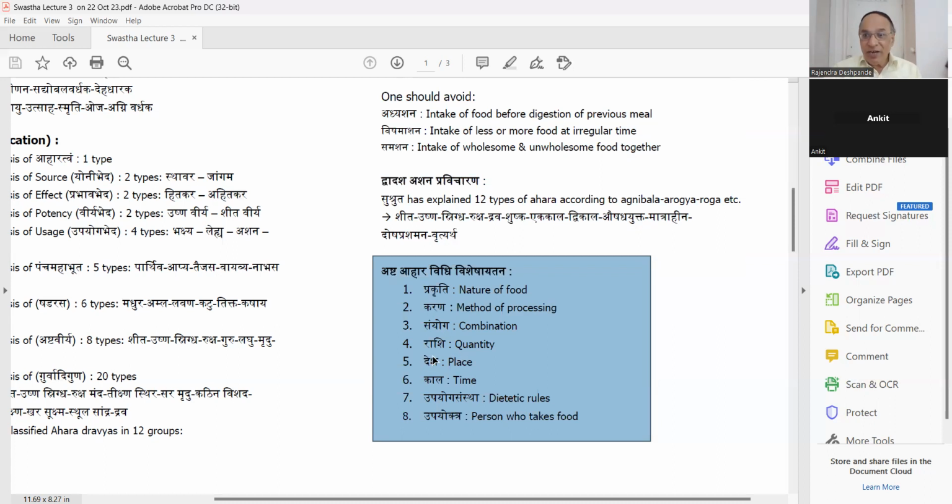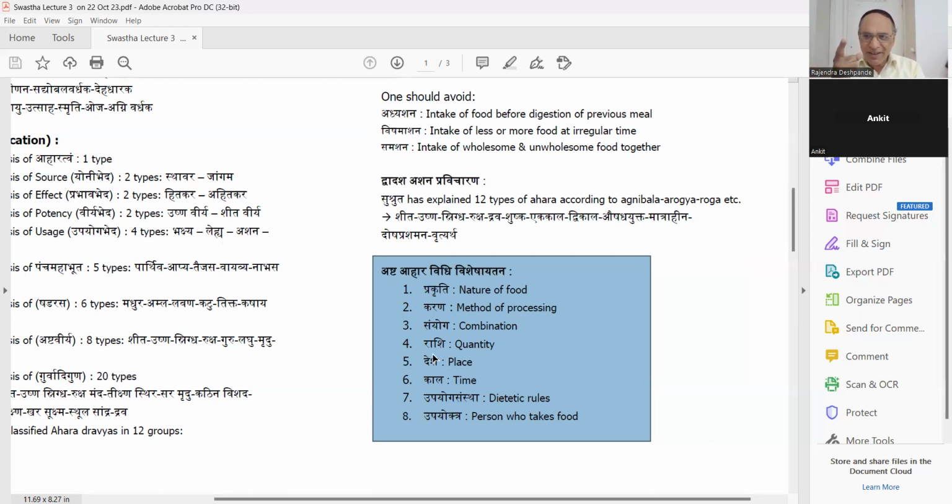Viruddhahar. Rashi, quantity. Ayurveda says, just imagine and make four parts of our abdomen. You don't have to cut, imagine in the mind. Four parts. Two parts solid food, one part liquid food, and one part keep vacant for the movements of Vata dosha, the peristaltic movements.